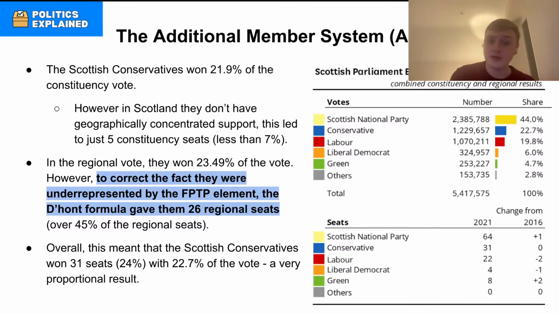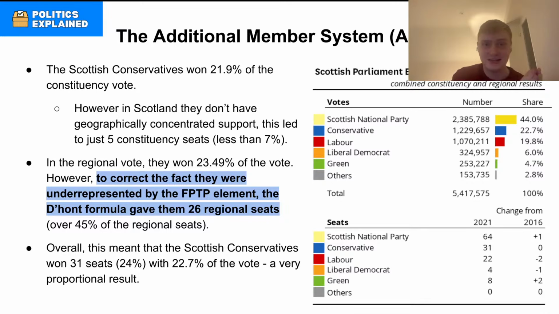But in the regional vote, they won 23.49% of the vote, a similar share to what they won in the constituency vote. But to correct the fact that they were underrepresented by the first past the post element, the d'Hondt formula gave them 26 regional seats, so over 45% of the regional seats. And that meant that overall, they'd won effectively 22.7% of the vote across the constituency vote and the party vote. And they won 31 seats, which is 24% of the seats. So effectively, that second vote for the party is used to correct the first vote.